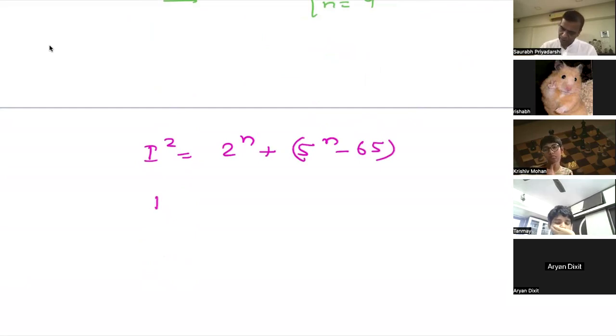So this I can write as I square is equal to 2 to the power n plus 5 common out. So 5 to the power n minus 1 minus 13.